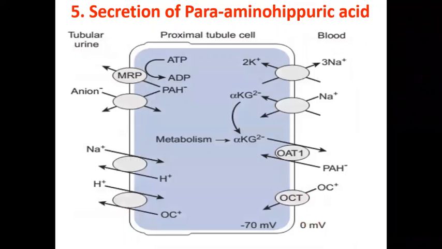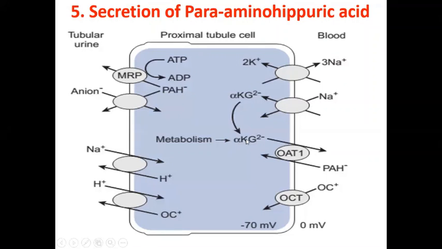So from this diagram, maybe you will be able to understand what I'm trying to explain. So this is a proximal convoluted tubule cell that is responsible for secretion of paramilipuric acid. So you have blood this side, then you have the tubular urine on the other side. So from blood, things are coming to the epithelium cells, then into the lumen. So you can see that on the basolateral side of the membrane, you have the organic anion transporter protein. So this organic anion transporter protein is exchanging paramilipuric acid, which are weak acids, with alpha ketoglutarate.